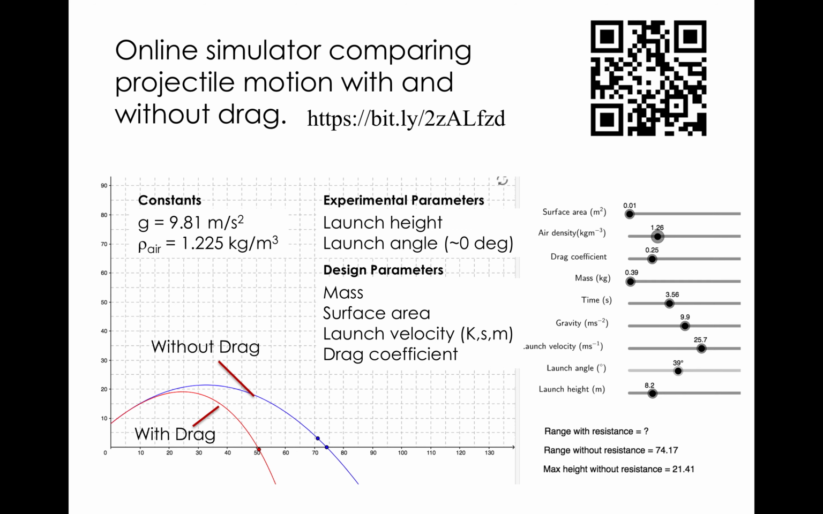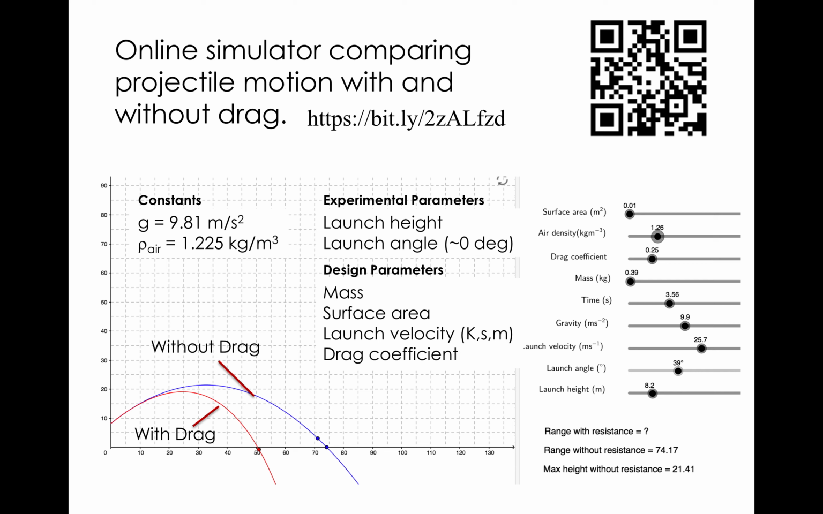Design parameters that you need to consider when you're selecting or modifying your shooter design and selecting the appropriate rubber band are the mass of the rubber band, the effective surface area of that rubber band flying through space, the launch velocity, which is going to be a factor of your rubber band stiffness, the stretch, and also the mass of the rubber band, and then the drag coefficient.